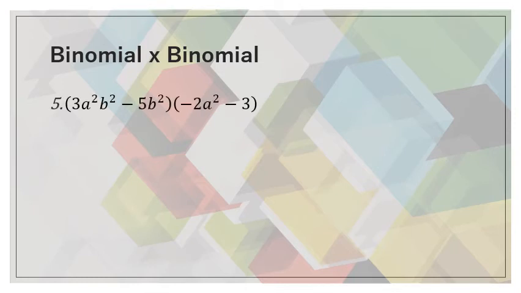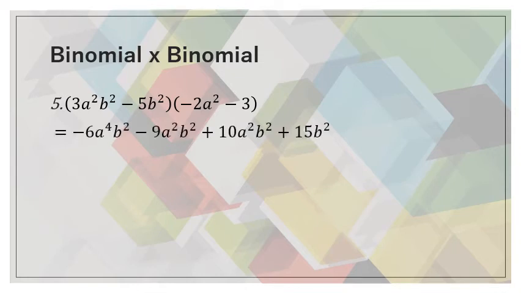Final example, let's say we have 3a squared b squared minus 5b squared. Multiply that to negative 2a squared minus 3. So again, these are the first terms, and that will lead us to negative 6a to the power 4b squared. Outer terms, this gives us this. Inner terms, and we get that. And last terms are these two, and we get 15b squared.